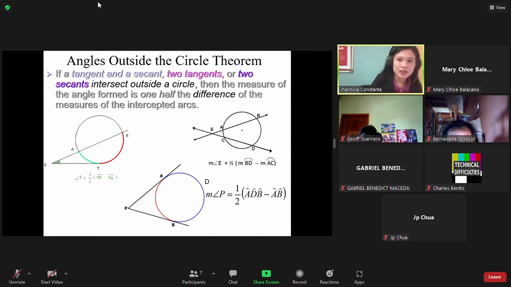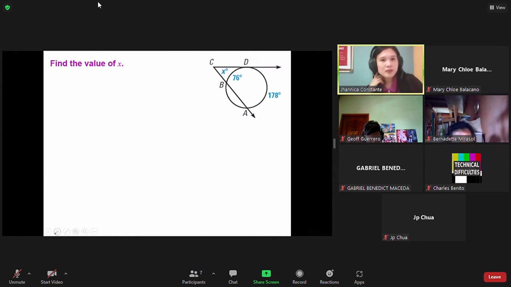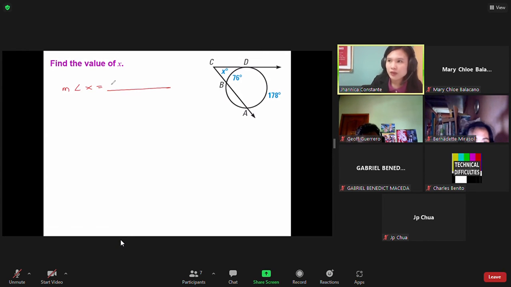For example, we have this circle. For example, we have this angle. Find the measurement of angle X. Since we're solving for the measurement of angle X, we're going to use the intercepted arcs that we have in our circle. So the measurement of angle X is equal to half of the difference of the measurement of arc DB and the measurement of arc AD.